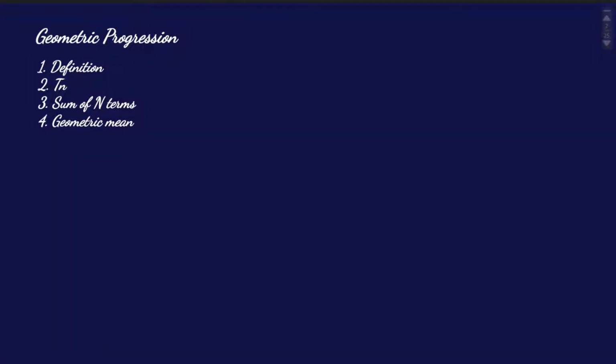Now I will talk about geometric progression. So the numbers are said to be in geometric progression when the ratio of two terms is equal to the ratio of next two terms. Okay, so let us take a very simple example: 2, 4, 8, 16, 32.